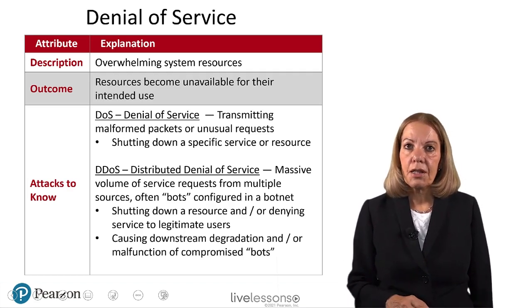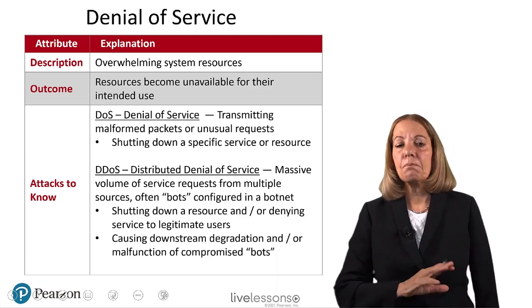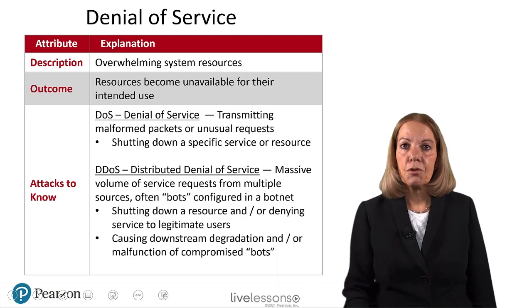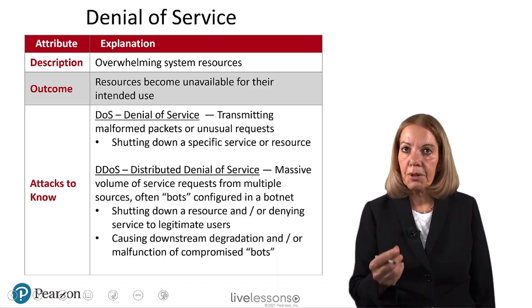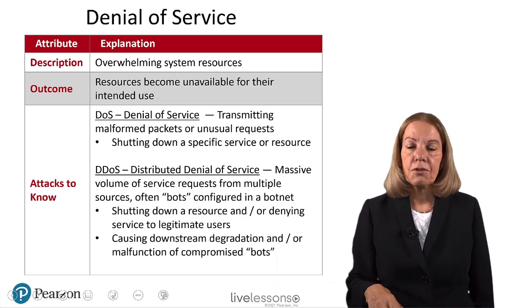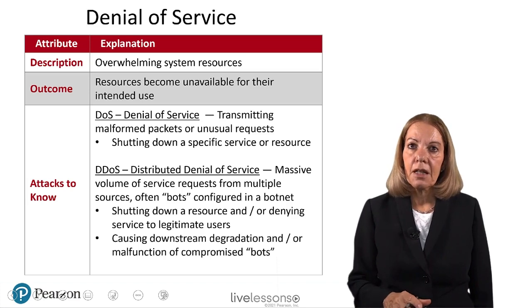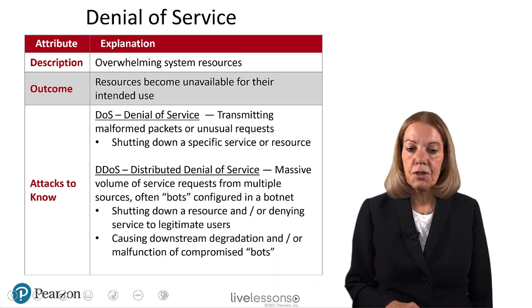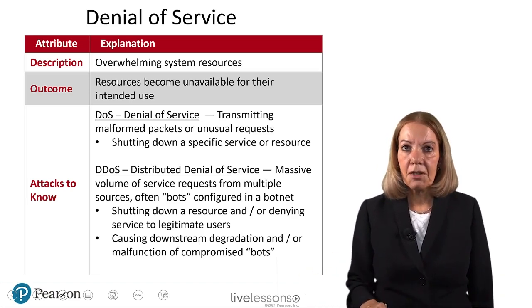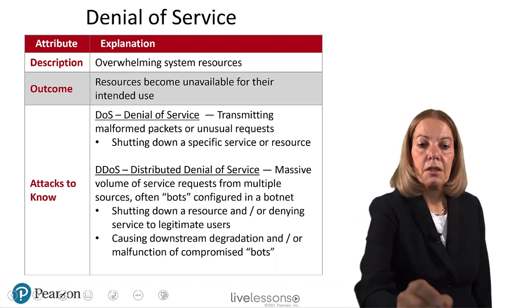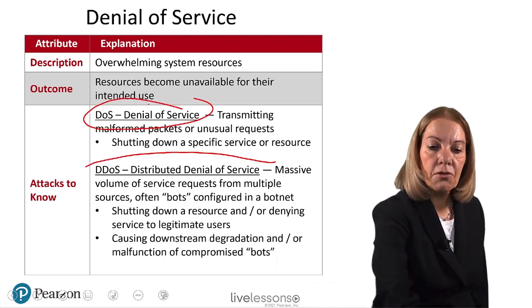A distributed denial of service is a massive attack. It's a massive volume of service requests from multiple sources. Those sources are known as zombies or bots. They have little pieces of code that are directing them to do this. And when we have all these bots or zombies that are controlled by a single attacker, they're referred to as a botnet. Now the goal is to shut down a resource and/or deny service to legitimate users. It can also cause downstream degradation of the systems that have been compromised to use in the attack. So, denial of service and distributed denial of service.